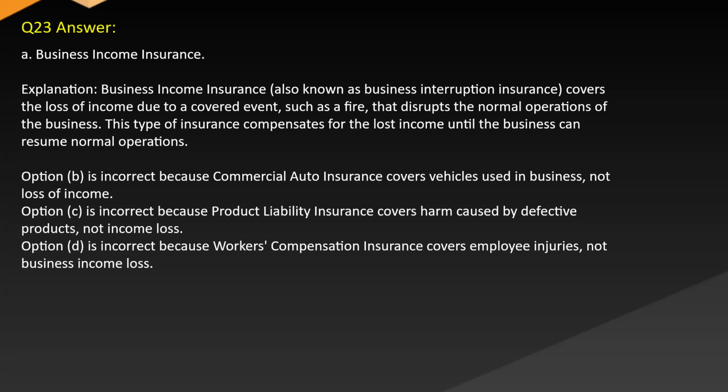Option B is incorrect because commercial auto insurance covers vehicles used in business, not loss of income. Option C is incorrect because product liability insurance covers harm caused by defective products, not income loss. Option D is incorrect because workers' compensation insurance covers employee injuries, not business income loss.